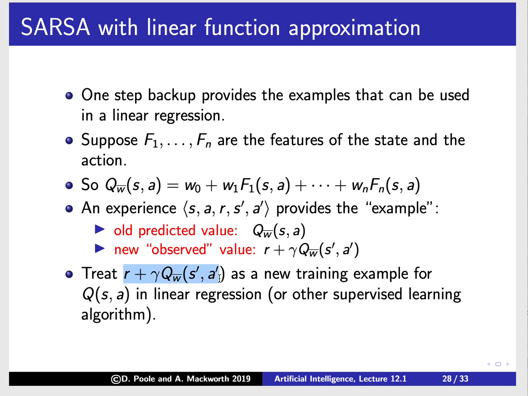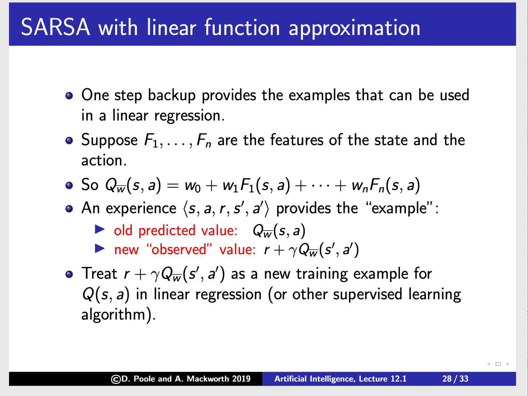So what we're going to do is treat R plus gamma times Q of S prime, A prime as a new training example for Q of S and A in linear regression, or whatever other supervised learning we're going to do. This is a new training example we're going to use for Q of S and A.